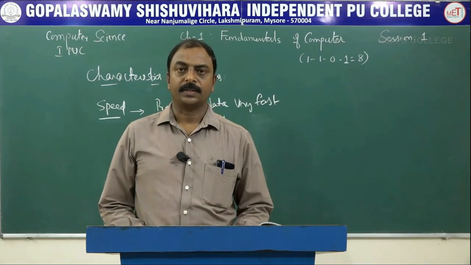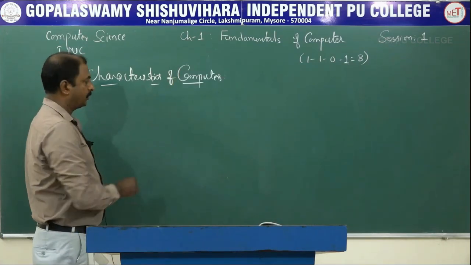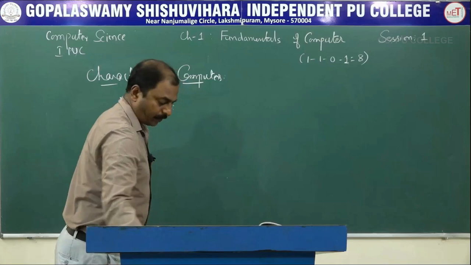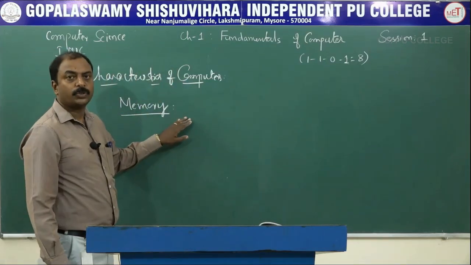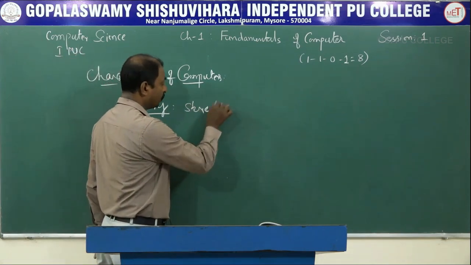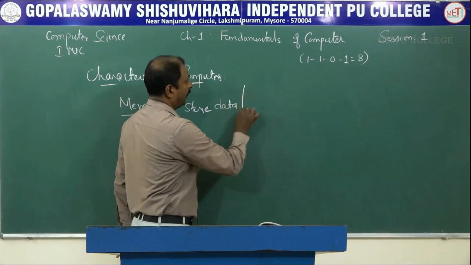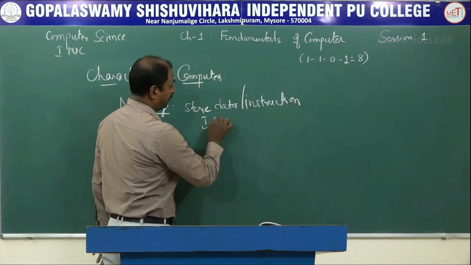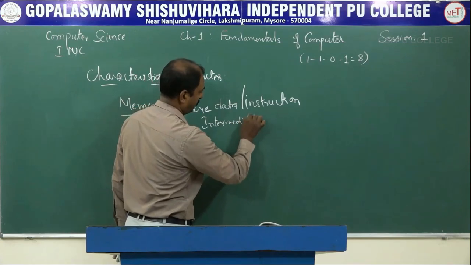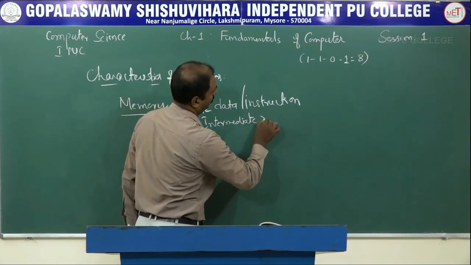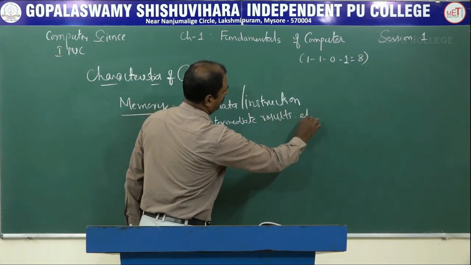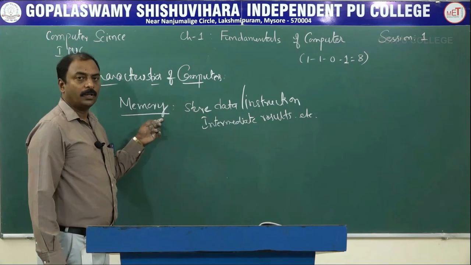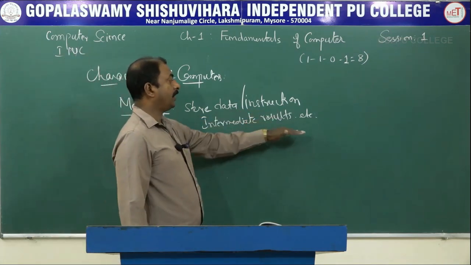Now let us go to the next characteristic, computer memory. Normally, in a computer, we use the memory unit to store data, instructions, intermediate results, etc. The main purpose of this device is to store data, instructions and results.